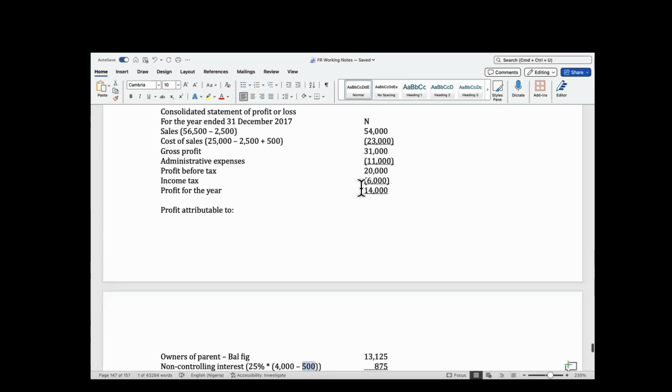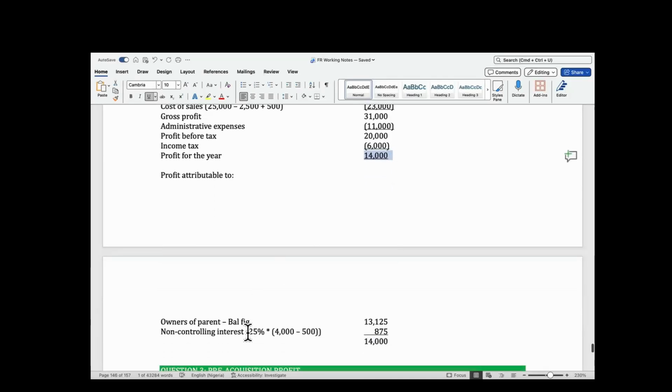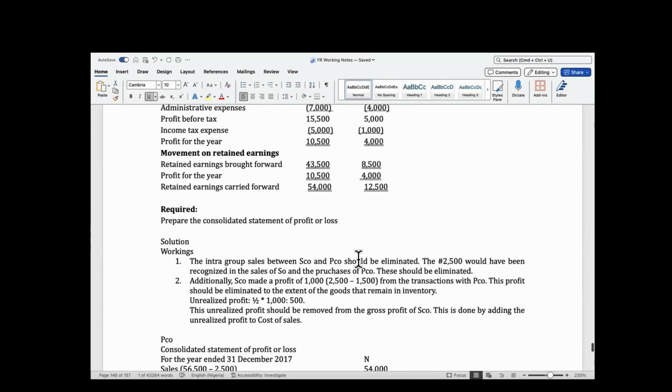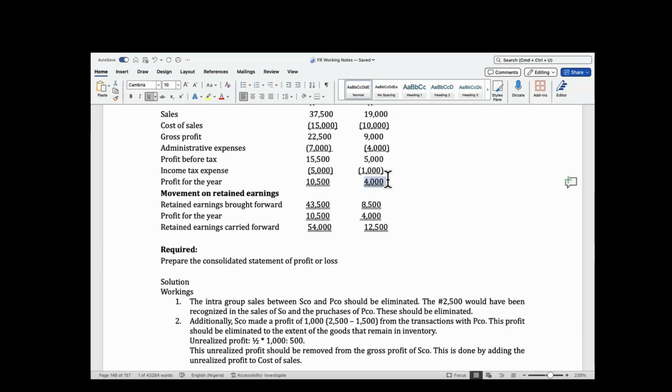Don't forget that the profit we are sharing is this 14,000, and we have already eliminated the unrealized profit of 500. But in determining the share of the NCI, we cannot just do 25% of 14,000. That's wrong. NCI cannot take a share of the parent's profits. He's not an owner of the parent. He's a part owner of the subsidiary, which is why we have to go back to the question to pick these profits.